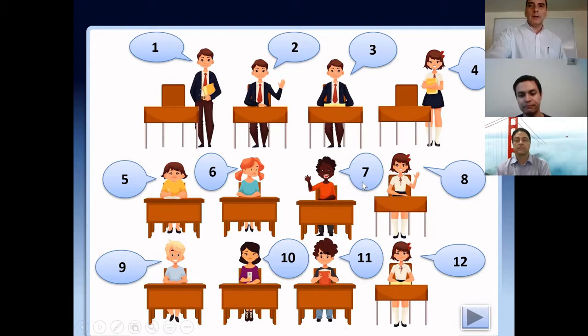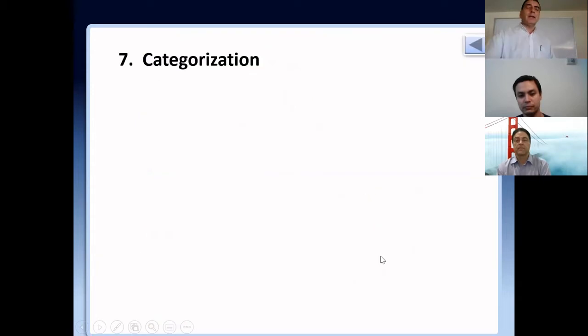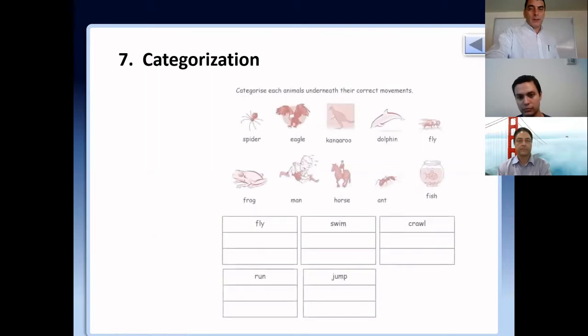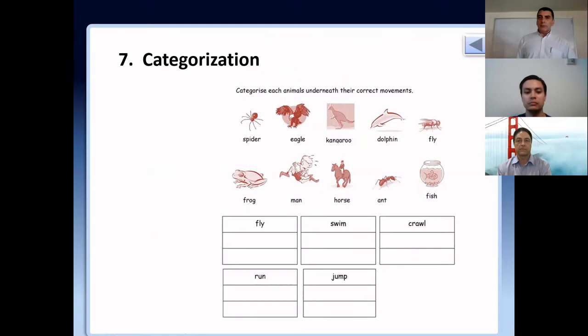Another one we have is categorization, where we're sorting the words into different subcategories of the topic. So an example is here, where we have various animals, and we're sorting them into subcategories of how they move. So categorization is a very good exercise.